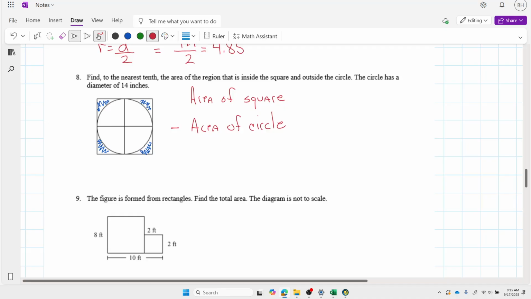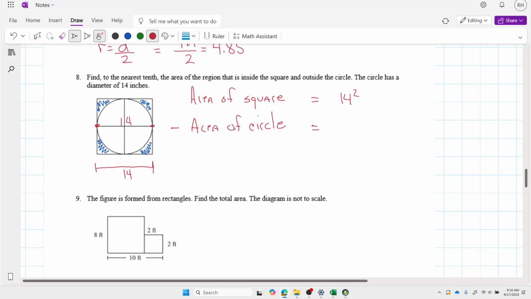Okay? So the diameter of the circle is 14. So if this circle from side to side through the center is 14, then what's the dimension of this? What's the side length of this square? Isn't the circle touching the square on both sides? If this diameter was 14, what would be the side length of the square? 14. So the area of the square is equal to 14 squared.